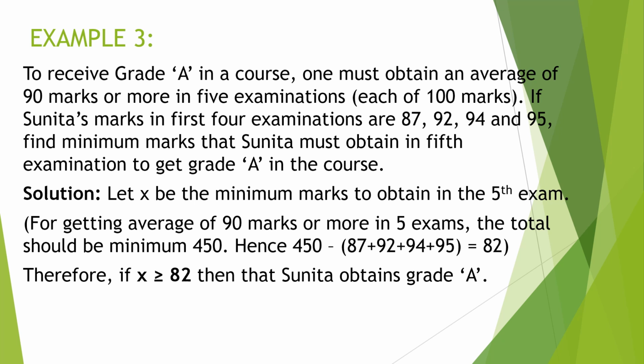So let x be the minimum marks to be obtained in the 5th exam. Now for getting an average of 90 marks or more in 5 exams, the total should be minimum how much? 90 into 5, which is 450. Now what is the total of the first 4? That is 87 plus 92 plus 94 plus 95. We subtract this from 450. So the answer is 82. That means if she gets 82 or more marks, then she will be eligible for grade A. Therefore, x greater than or equal to 82. So Sunita obtains grade A.